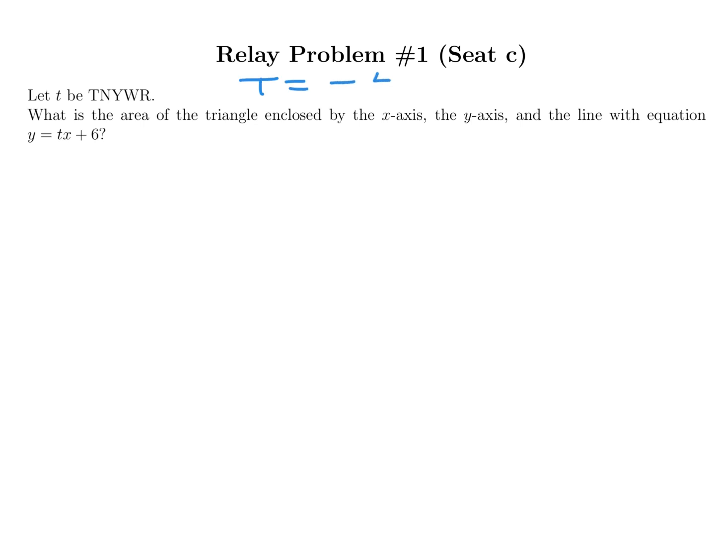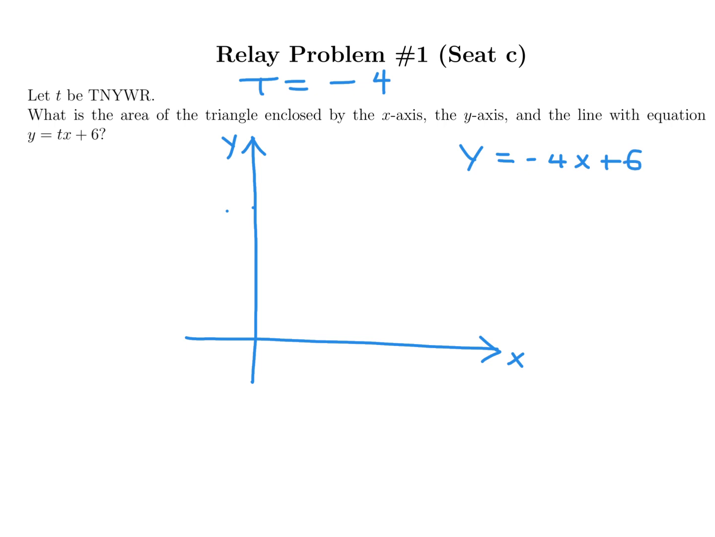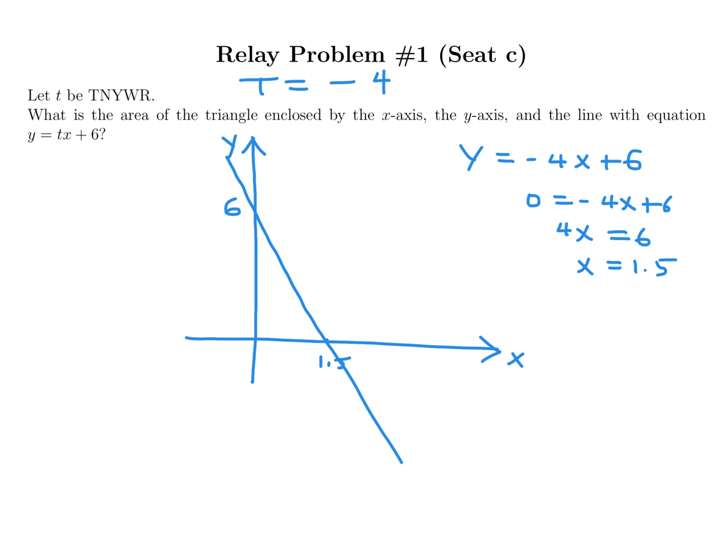T is negative 4. What is the area of the triangle enclosed by the x-axis, y-axis, and the line of the equation y is equal to tx plus 6? Okay, let's draw that. So we have x and y. The equation is y equals minus 4x plus 6. When x is 0, y is 6. And when y is 0, 0 is equal to minus 4x plus 6, so 4x is 6. So x is 6 over 4, which is 3 over 2, which is 1.5. So approximately here. So there's my line.